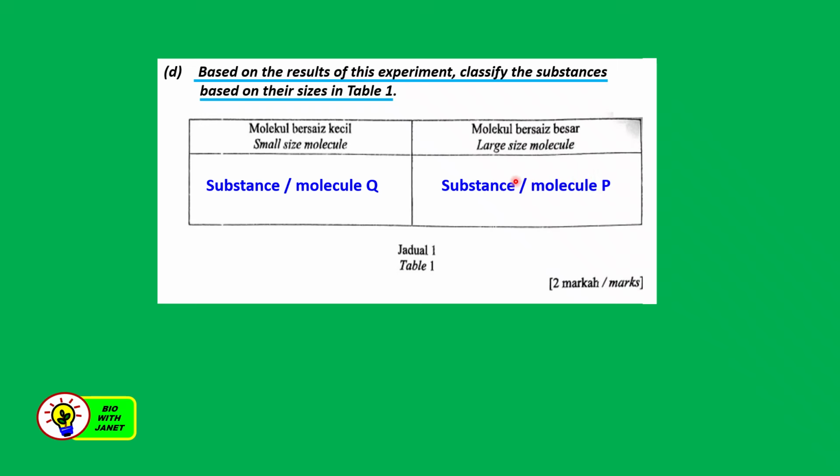And the large size molecule is P. Don't just write P, you must write the particle, which is the substance or molecule of P. Don't write solution Q and solution P. It's wrong. It's the particle inside there, right? So it's molecule Q and molecule P, or substance Q and substance P. If you're not sure, you write in brackets: substance (molecule) Q, substance (molecule) P.